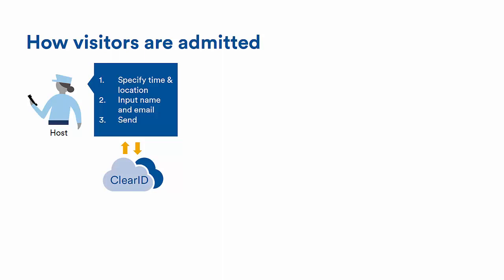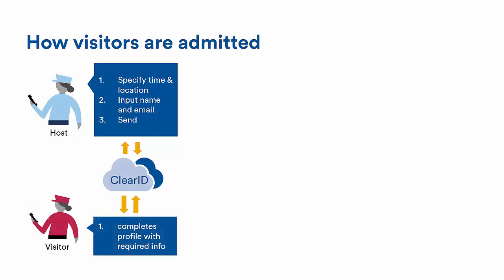First, the host logs into ClearID over the browser on her PC, tablet, or mobile phone and creates a profile for her visitor, providing his name and contact details and the time of the meeting. Soon after, the visitor receives an email invite from ClearID on behalf of the host's organization. He's asked to provide some additional information before he can gain access. This could be a driver's license, a license plate number, or any other piece of information that might be required by the host company's policies.